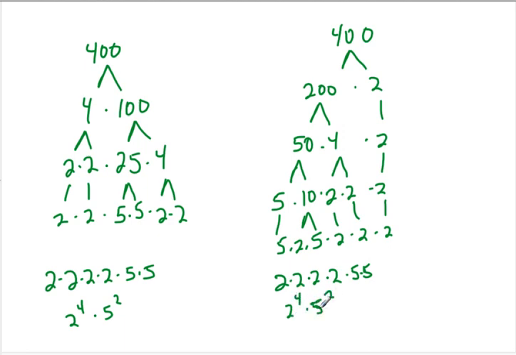But that is how you make a factor tree. Again, the journey could be different, but the final result should be the same.